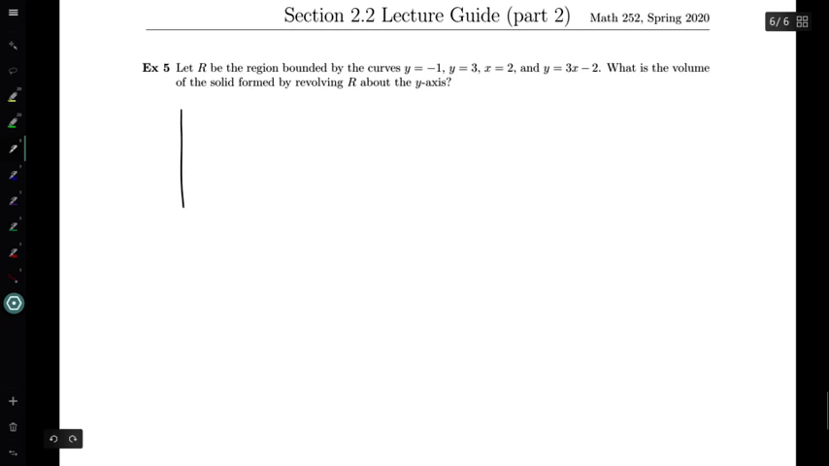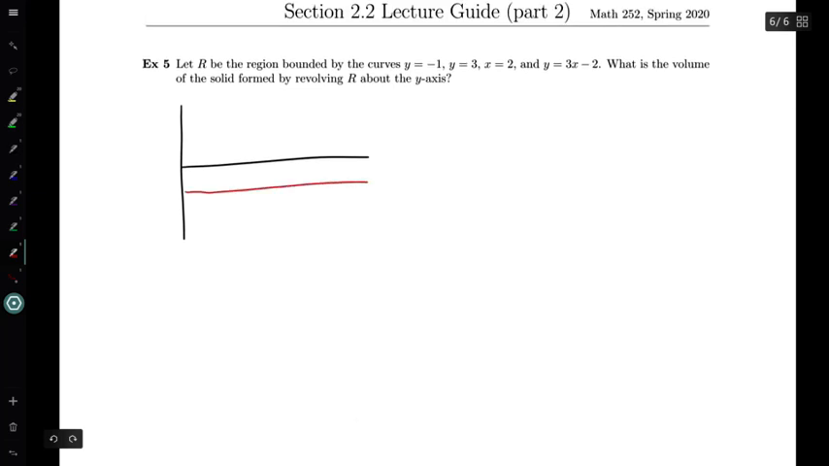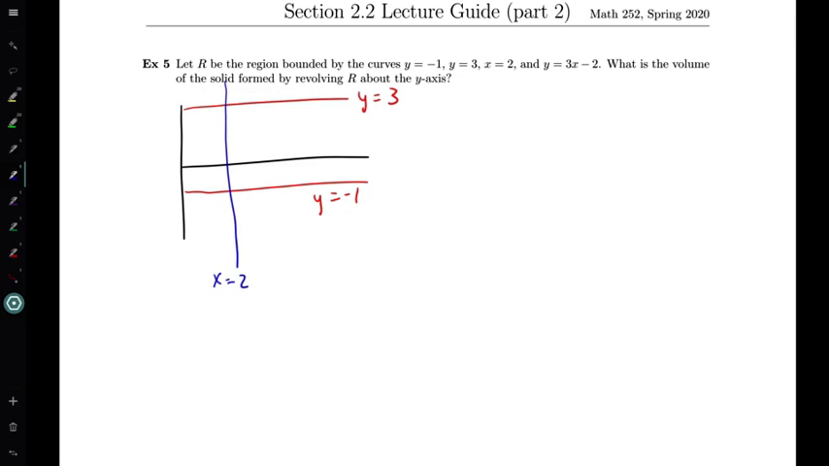If I'm drawing my axes here, we're going to have the line y equals minus 1, which lives down here. We're going to have the line y equals 3, which lives up here. We're going to have the line x equals 2, somewhere here. And y equals 3x minus 2.